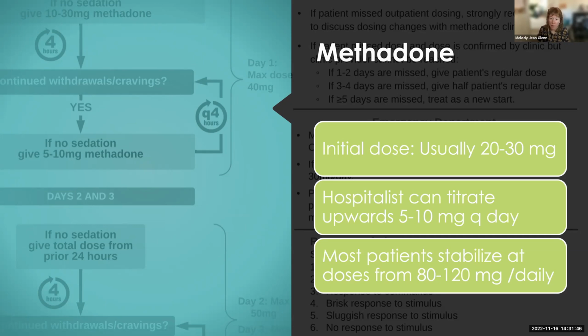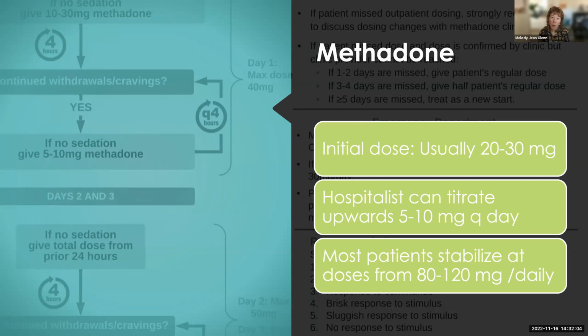Ideally, they will have no cravings and no withdrawal symptoms. So keep going up. I usually start at 30 milligrams and go up 10 milligrams a day. Then I slow down around 60 or 70 milligrams if someone is methadone naive, and I spend a few more days at each dose before I slowly go up.